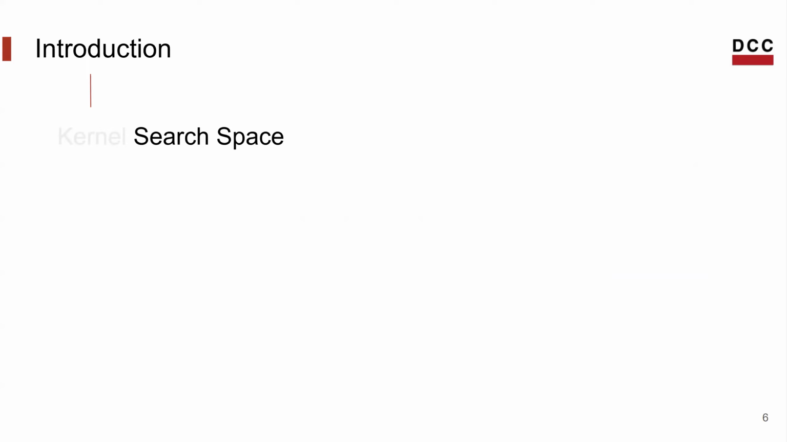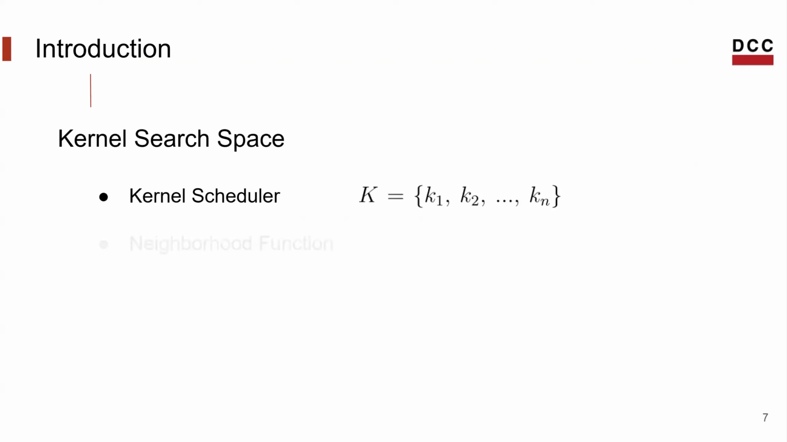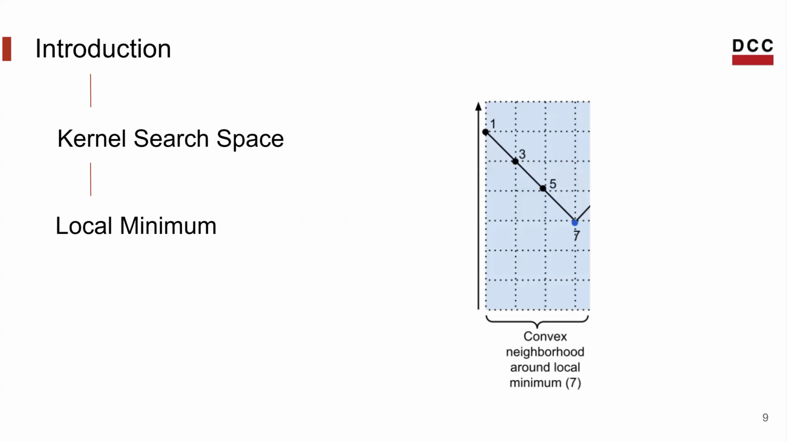Search space is a set of possible candidate solutions that could be considered in solving a particular problem. In this work, the problem is to find the best parameter which can speed up the kernel. A kernel scheduler is made up of a set of kernels with different configurations and parameters, and these kernels have a connection, which is based on a neighborhood function.